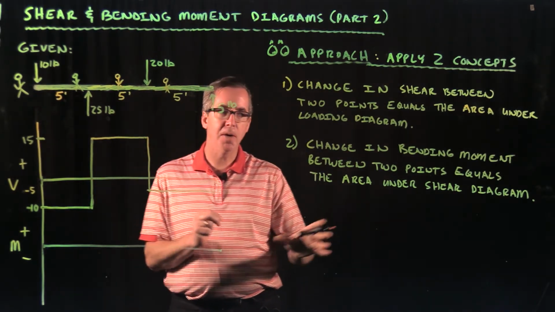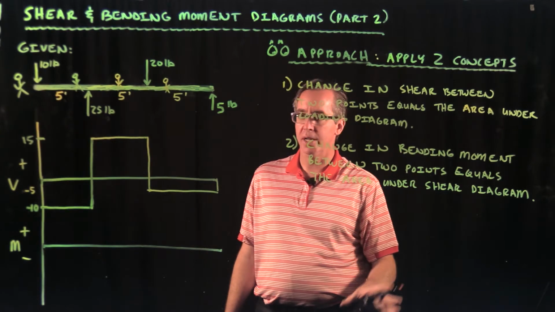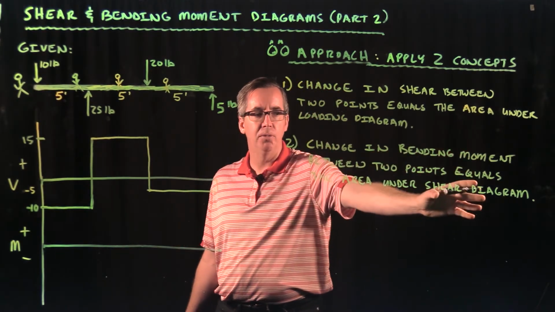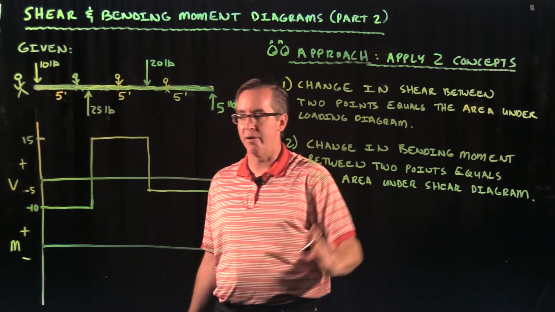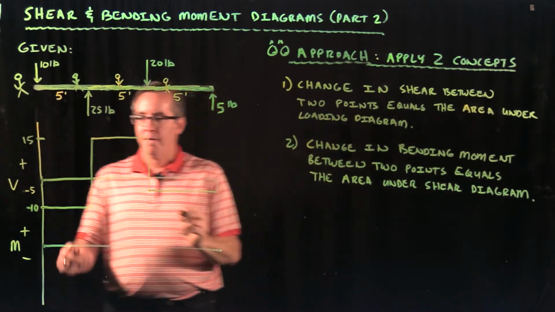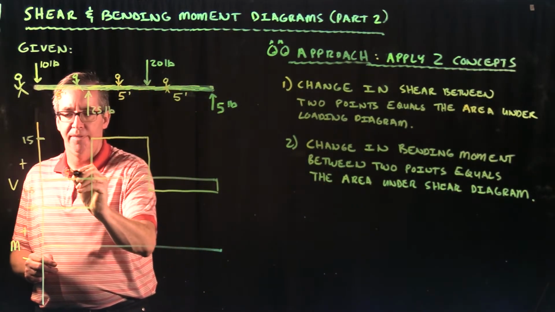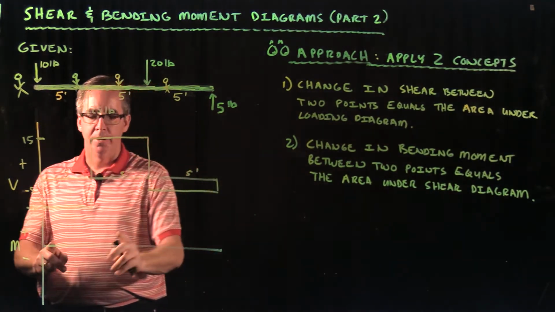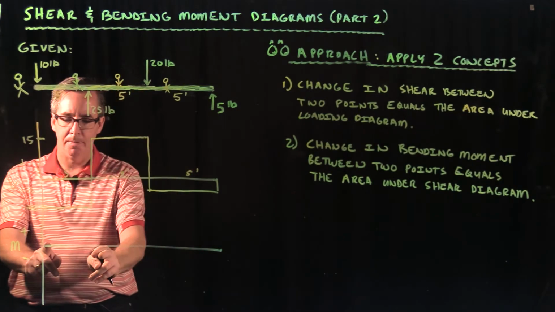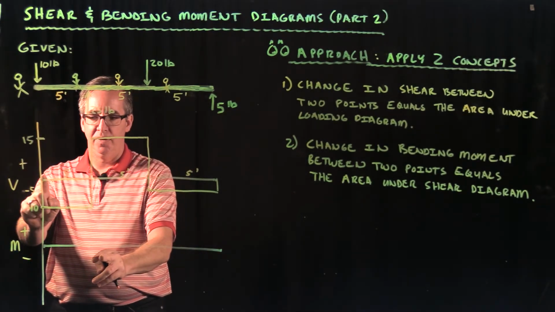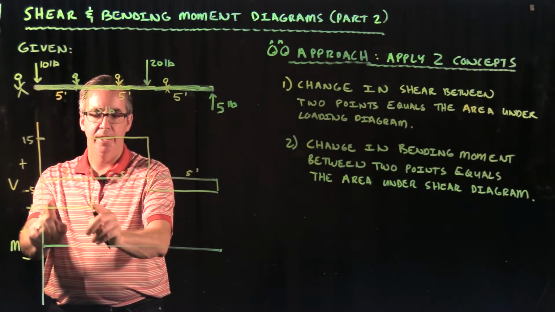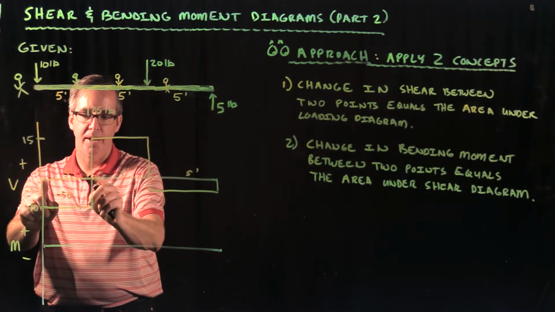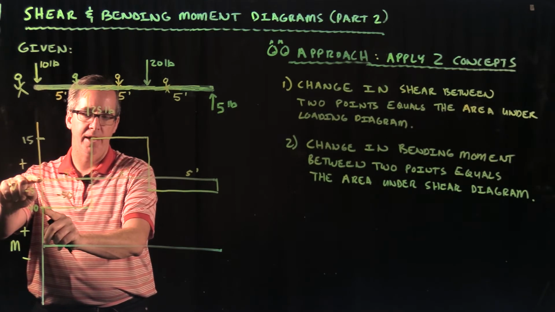Now, for us to compute the bending moment diagram, we're going to use this relationship that the change in bending moment between 2 points is equal to the area under the shear diagram. So, for example, if this distance here is 5 feet, we have 5 feet here and 5 feet here. The change in bending moment from 0 to 5 is equal to the area underneath the shear diagram. This area here is minus 50, because we have 5 times minus 10.